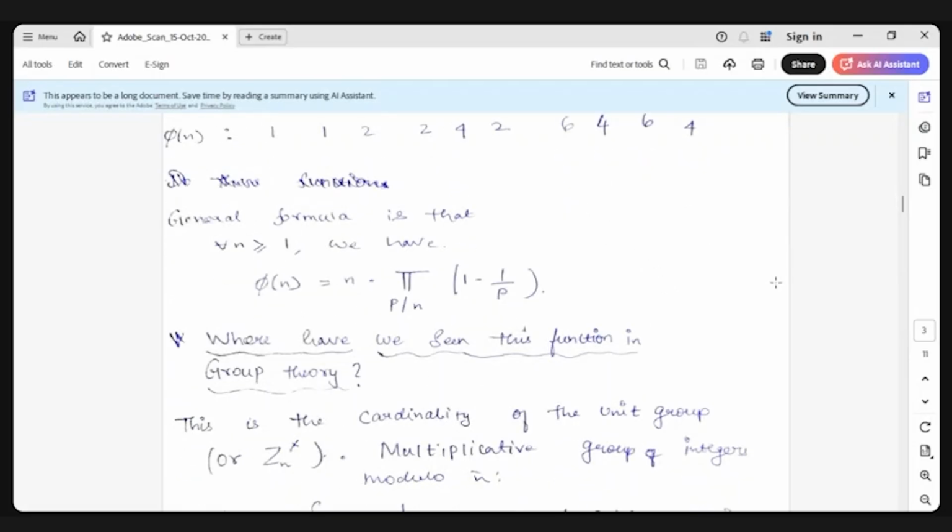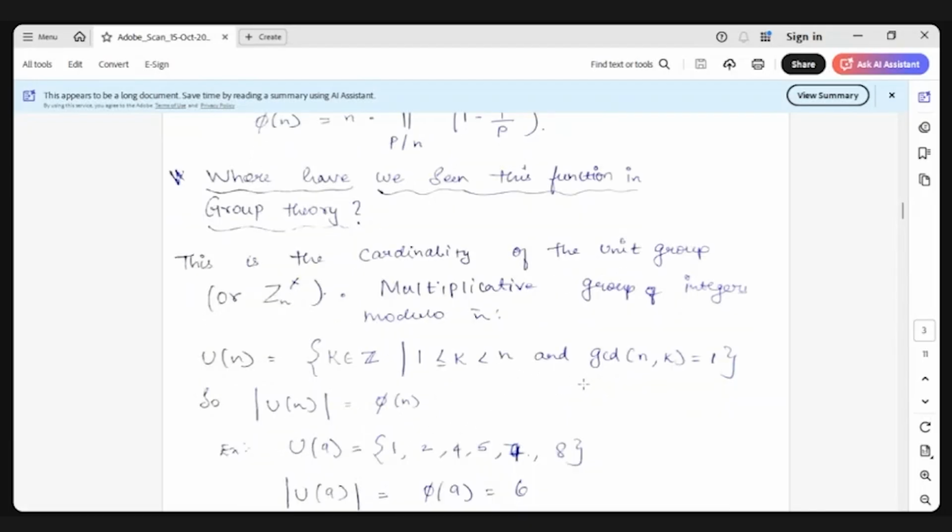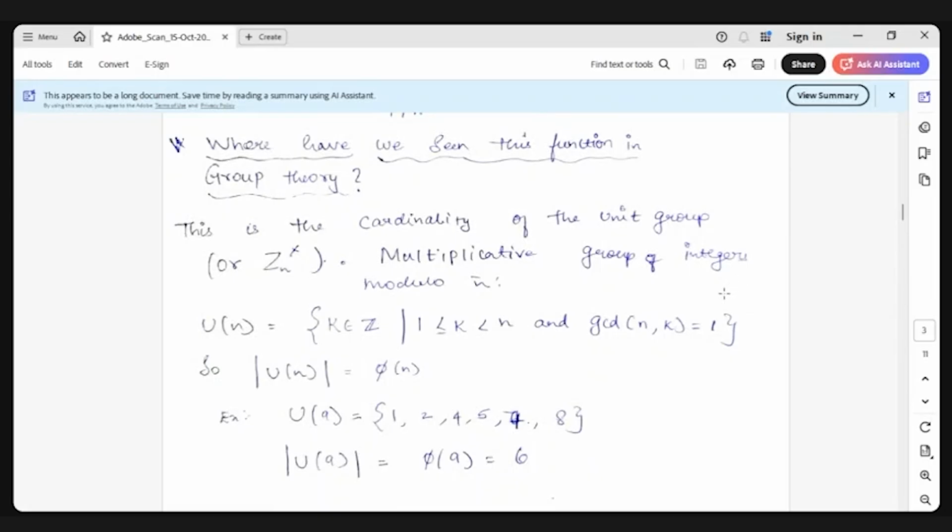Okay. This phi of n is not completely new or unfamiliar to us because we have seen it in group theory, where we studied the unit group U of n, which considers all the k that are relatively prime to n. So what is the cardinality of U of n? That is nothing but the Euler-Phi function phi of n. So we have read this Euler-Phi function in group theory also.